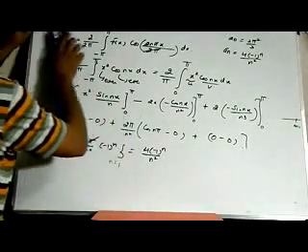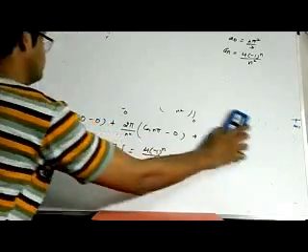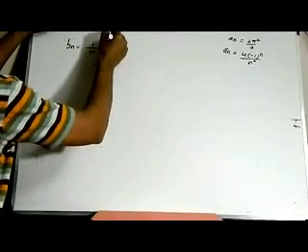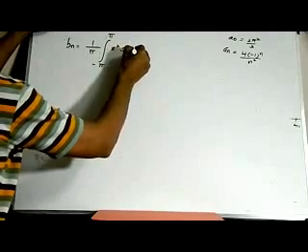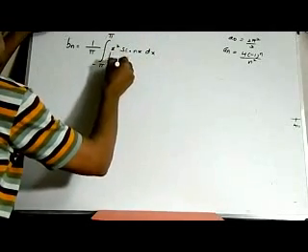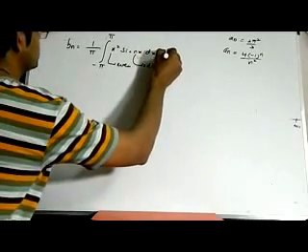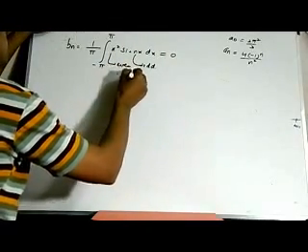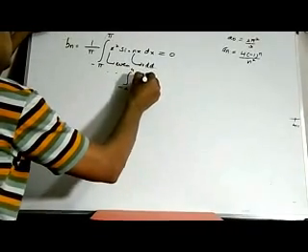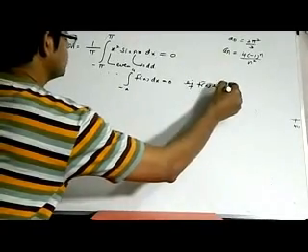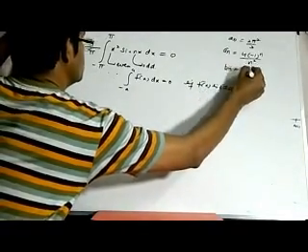Now I am going to find bn. What is bn? Accordingly, we can write bn by using the same concept: 1 by π from minus π to π, x square into sin nx dx. It is even times odd, so it is an odd function. So the net result is 0, because the integral from minus a to a of f(x) dx is 0 if f(x) is odd. So therefore bn is 0.